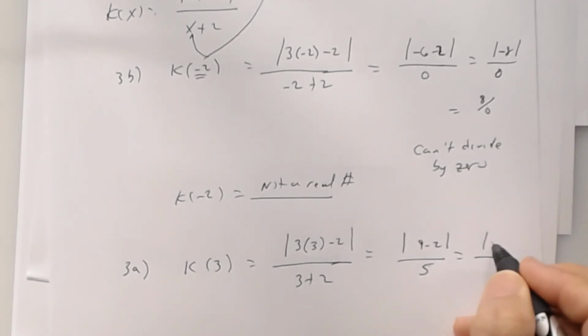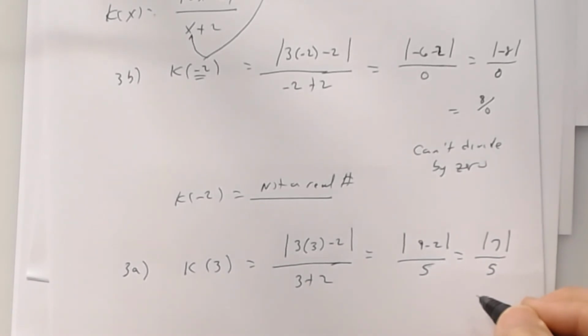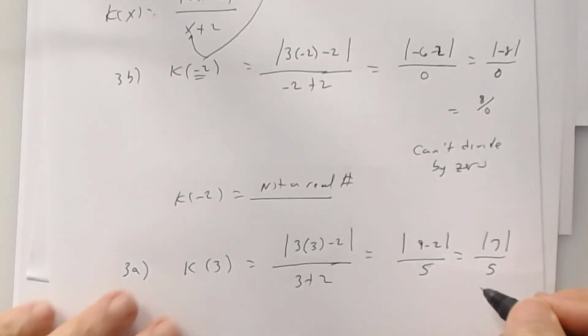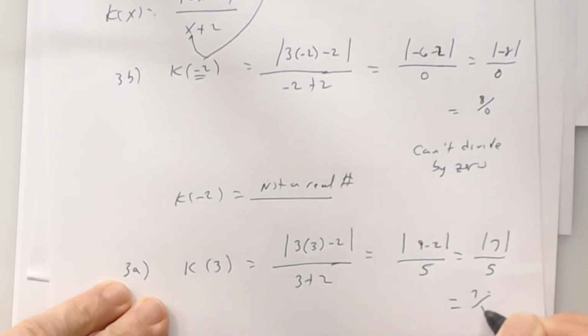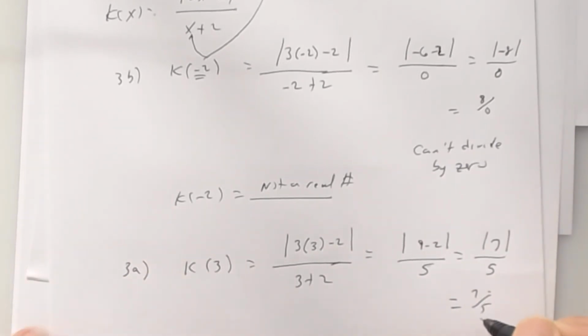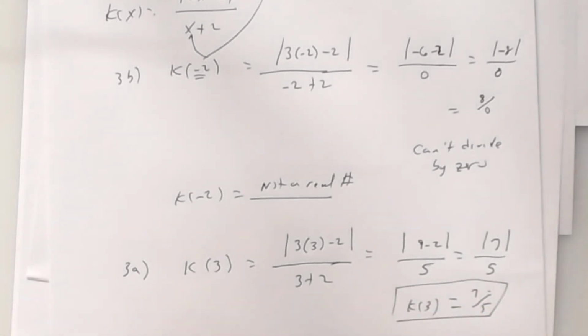So that's equal to the absolute value of 7 divided by 5. But you know what the absolute value of 7 is. What's the absolute value of 7? 7. And then you get 7 over 5. So that is k of 3. So k of 3 is 7/5. Notice the difference between A and B. The steps are all the same, except in one of them you're dividing by 0. So you have to say k of -2 is not a real number. K of 3, though, is a real number. What is it? 7/5.